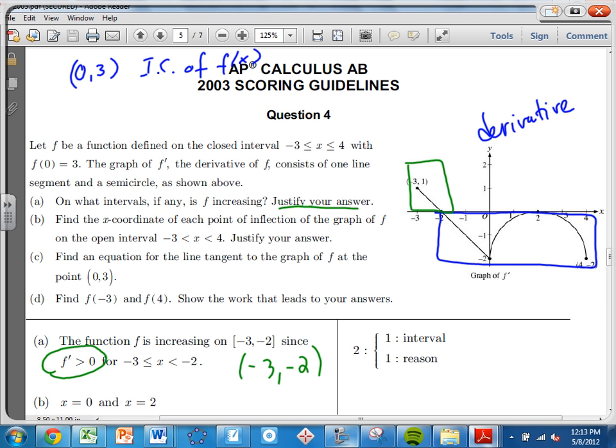Questions on that part? That's part A. That was like the gimme part. 2 points, I'll take it. Pretty easy. Let's go on to the next spot now.